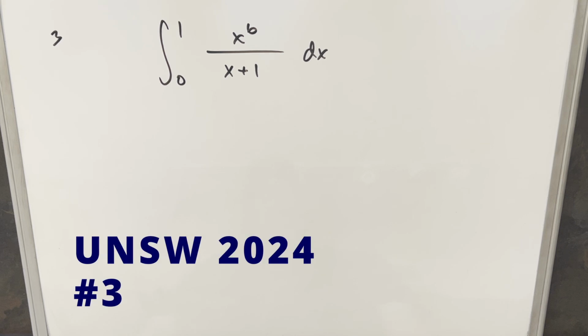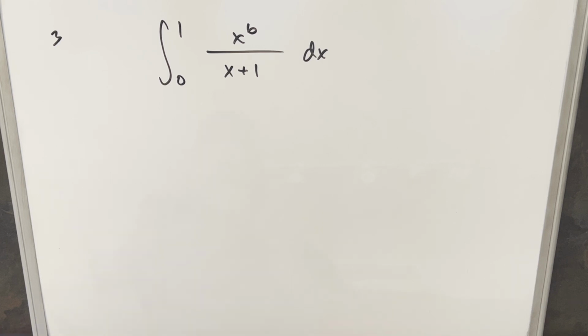Okay, we have here another interesting integral from the UNSW integration bee from 2024, problem 3. We have the integral from 0 to 1, x to the 6th over x plus 1 dx. Okay, so let's get started with this.